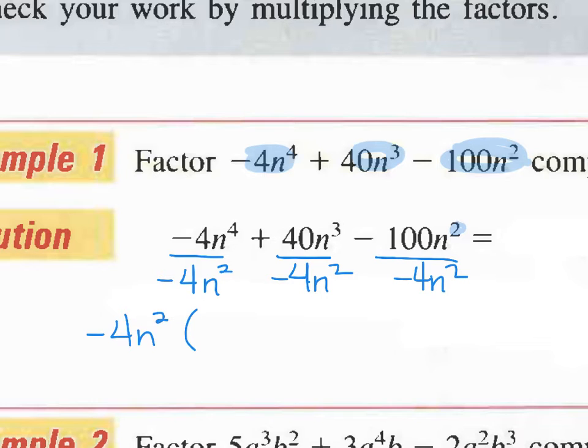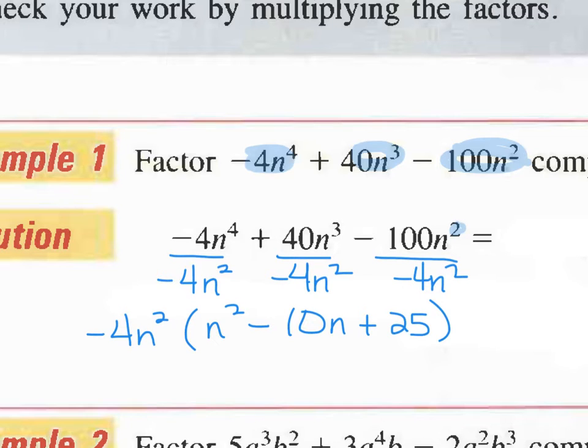So the first term, negative 4 divided by negative 4 is positive 1. And when I divide variables with an exponent, I subtract them, so this will become n squared. Then for the next term, positive 40 divided by negative 4 is going to be negative 10, and n to the third divided by n squared is just an n. And then negative 100 divided by negative 4 is positive 25. The n squareds become 1.